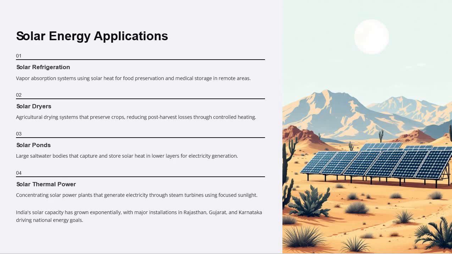And solar ponds are large saltwater bodies that capture and store solar heat in the lower layer for electricity generation. For solar thermal power, we can use a concentrated solar power plant that generates power through a steam turbine using focused sunlight, as compared to flat type collectors. India's solar capacity has grown exponentially with major installations in Rajasthan, Gujarat, and Karnataka, driving national energy goals.